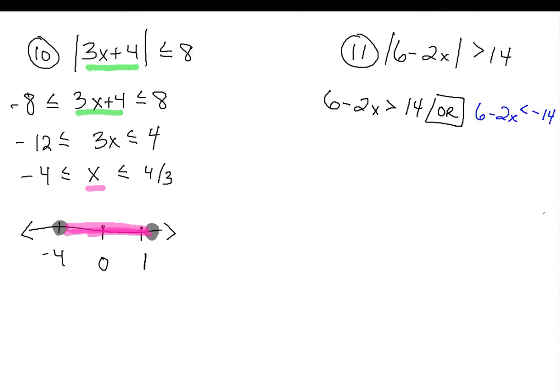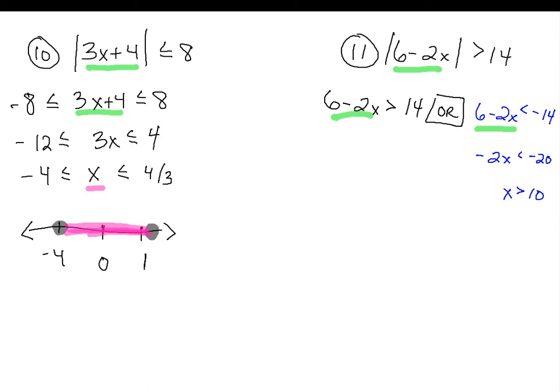Now for number 11, we've got the absolute value of 6 minus 2x is greater than 14. So you've got to recognize that this is a greater problem, and in a greater problem, that's a disjunction. So we're going to set this up and break it apart into two pieces. The first piece is going to take our blop, 6 minus 2x, and set it greater than 14. Our second piece is going to take our blop, 6 minus 2x, and set that less than negative 14.